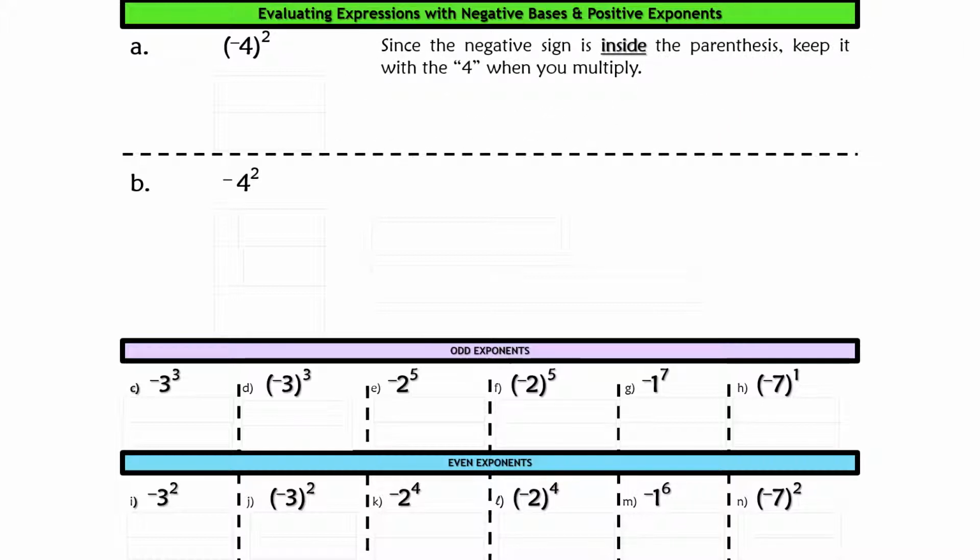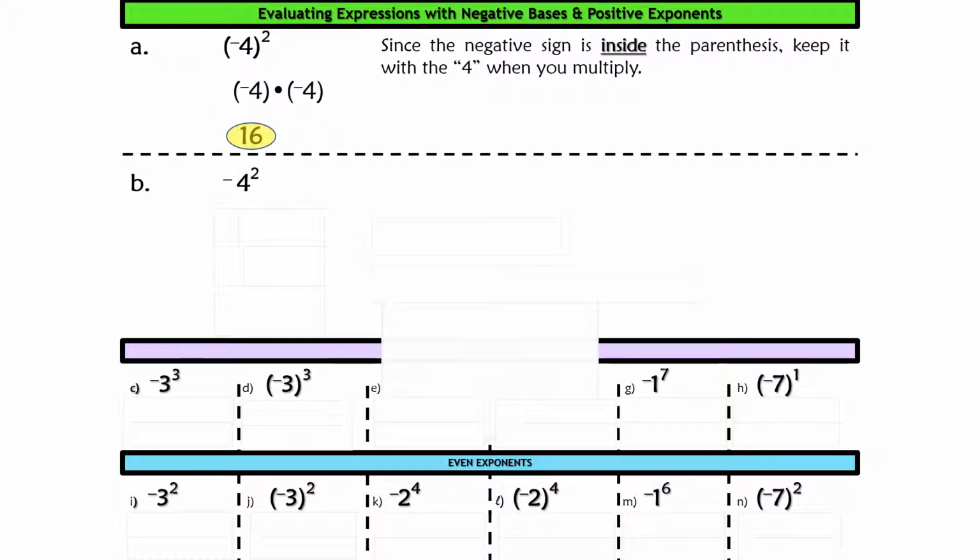And as you can see, the negative sign is located inside of parentheses. What that means is that when we go to expand and multiply this exponent term, we're going to carry the negative with the 4. Sometimes I like to think of those parentheses as two strong arms holding the negative next to the 4 when we go to expand and multiply. And of course, -4 times -4 is positive 16.